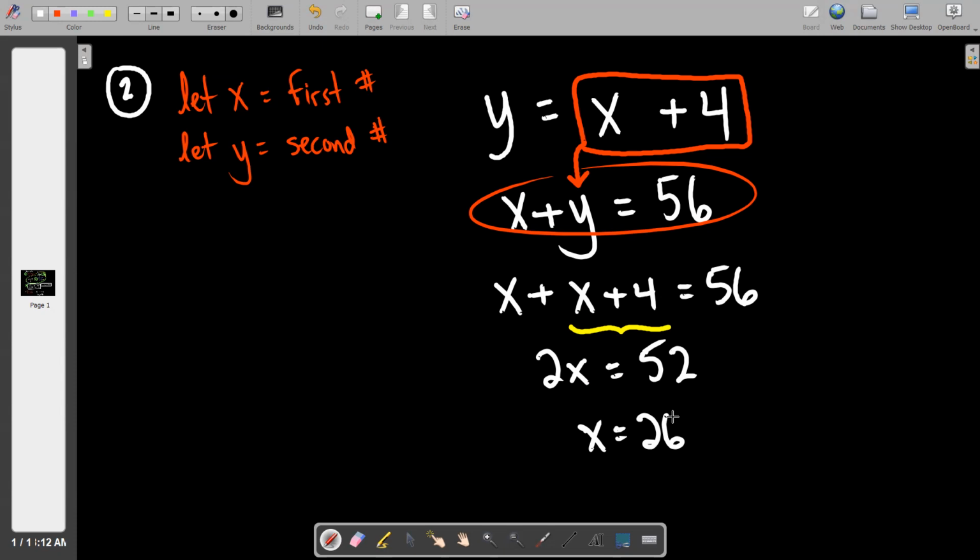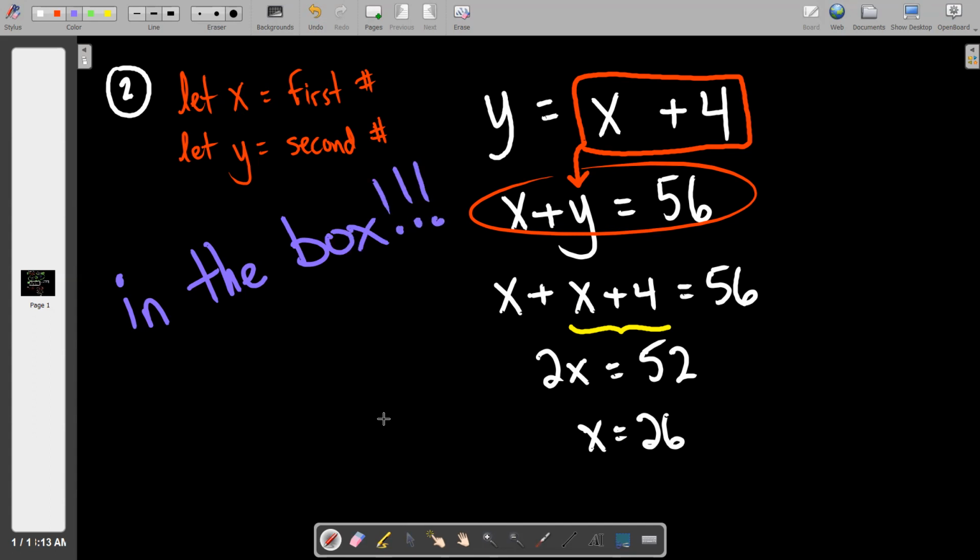The problem says find the numbers. So I'm going to need them both. So let's go ahead and go through the process. Where should I put that 26? In the box. That is the only acceptable logical thing to do when you're doing substitution. So I'm going to put 26 right at the end of this purple arrow right there. Bam. I probably don't need to show a lot of work on this one, eh? What's 26 plus 4? So I'm thinking that y is 30.